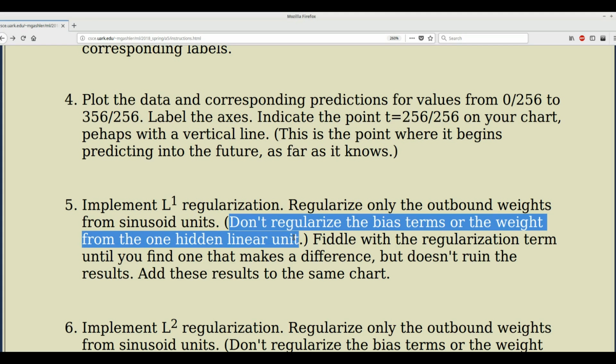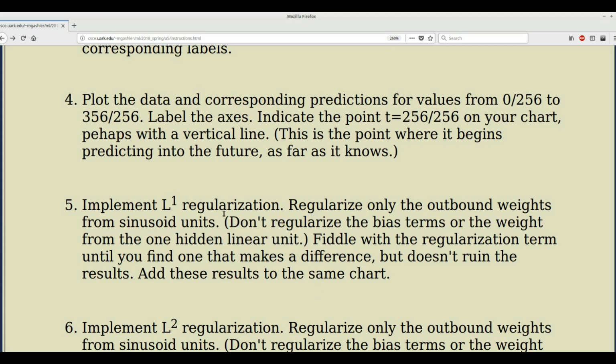Okay, yeah. I only regularize the weight, not the bias, of the last layer. So just on the output layer and just for all of the sinusoid units, is that right? Yeah, that's what I find works best for this problem. Now, most problems, you're going to regularize all the weights, and that's just what you do.